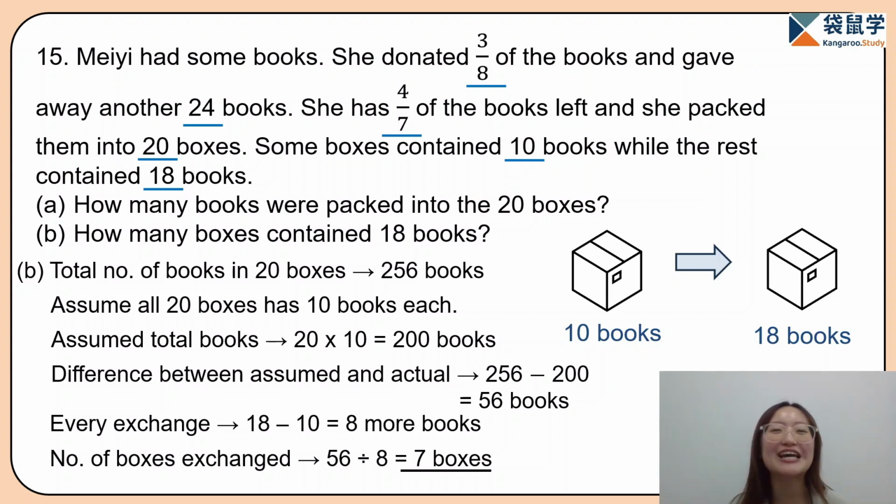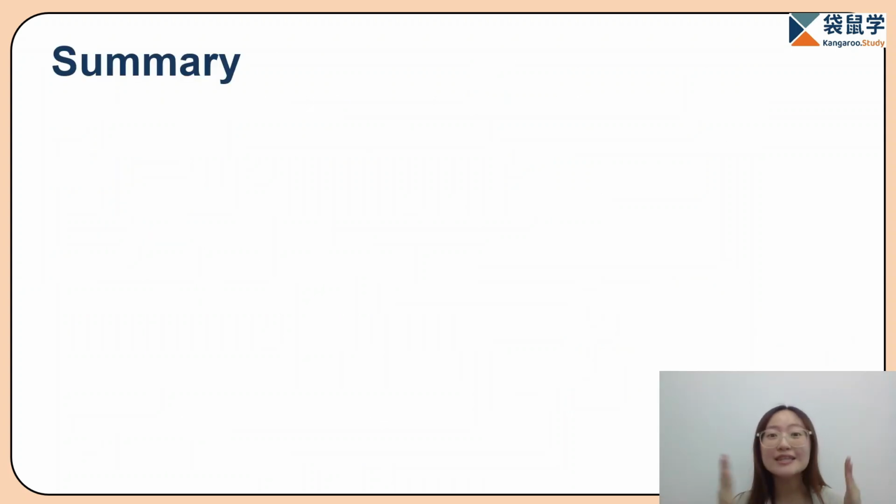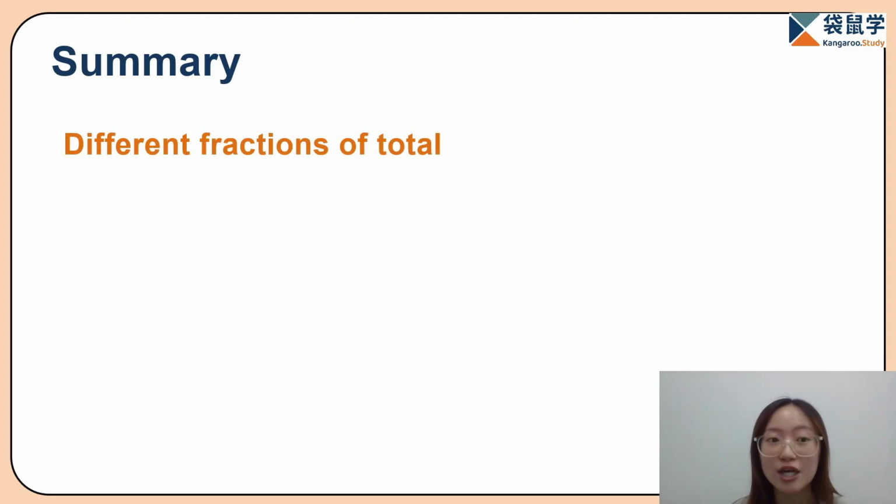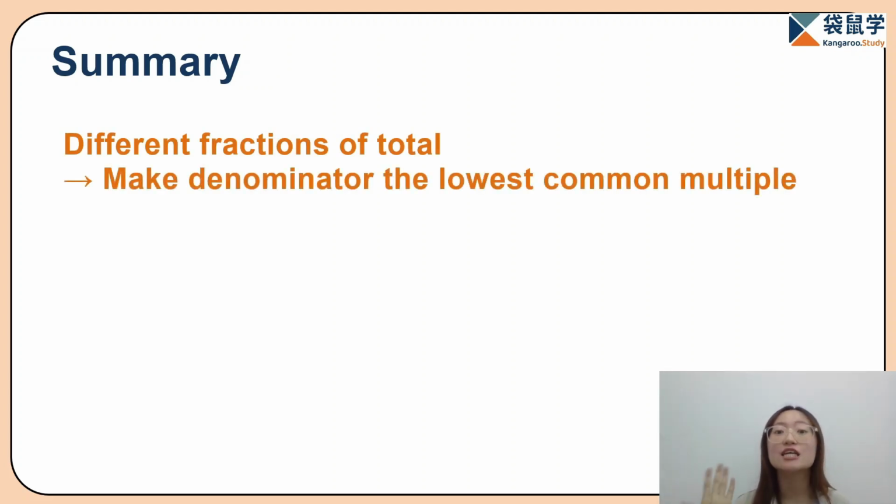Let's summarize so that you will be able to do it by yourself. Remember that in part A, we had 2 fractions of the total, 3 over 8 and 4 over 7. So when we have different fractions of the total, we will need to make the denominators the lowest common multiple. And this was the most important part for part A.